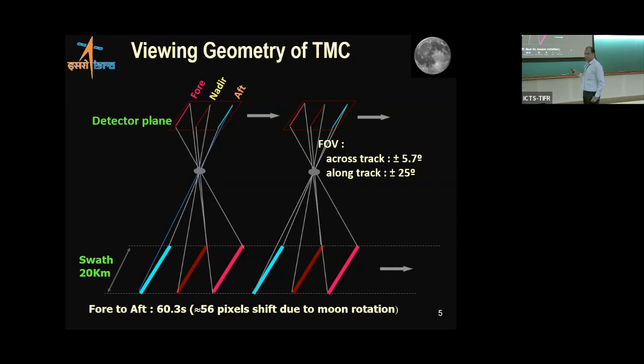And this is along-track stereoscopy. So the swath is 20 kilometers, but in the along-track direction you can go up to 1800 kilometers in one go. So nearly 6 or 7 lakh lines we can capture at the same time.